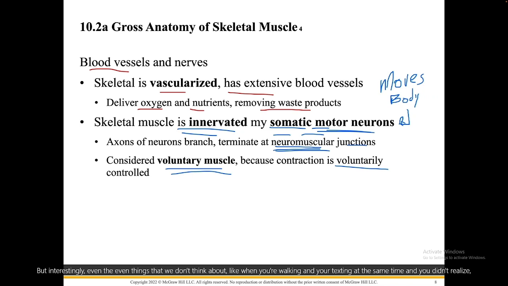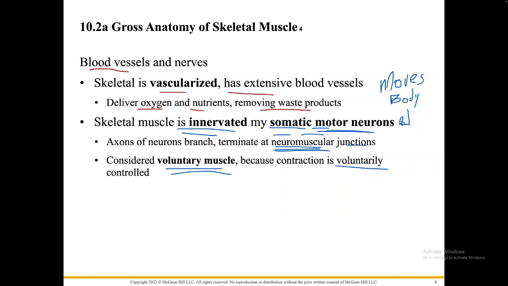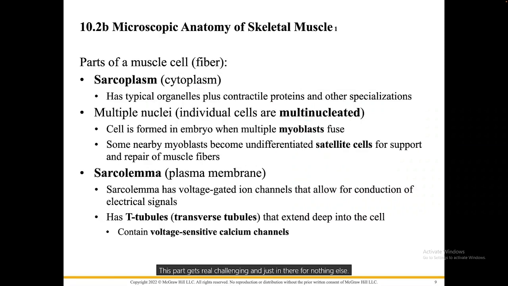But interestingly, even things that we don't think about, like when you're walking and you're texting at the same time and you didn't realize, but you just walked 50 yards and you actually missed where you were going to turn because you were playing on your phone, voluntary muscles were in control. All right, this part gets real challenging, and just hang in there. For nothing else, get your notes and it'll make sense by the end of the chapter.